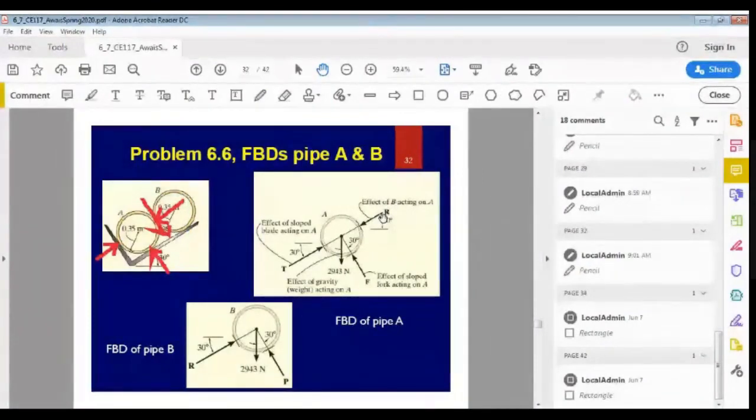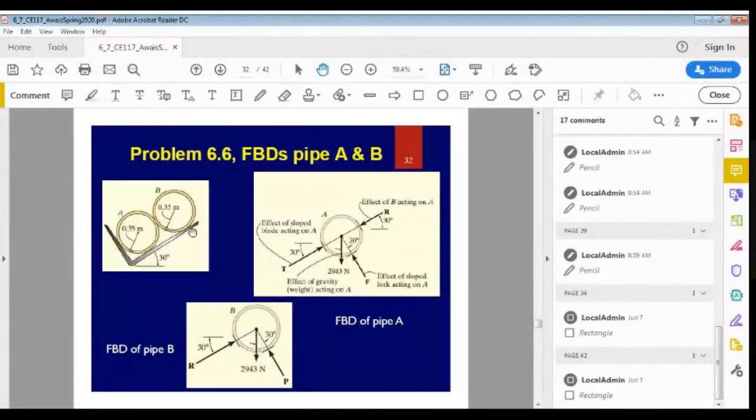If I'm interested to draw the free body diagram of pipe B, first of all draw the pipe B, then show the applied load due to the weight which is acting downwards. If I remove the bottom surface, I'll get a force perpendicular to this. This is force P. And then this body is also connected to body A. So if I remove body A, I will get a force which will be perpendicular to the contact surface of the two bodies. So this is the force which will be perpendicular to the contact surface, and this is that force.